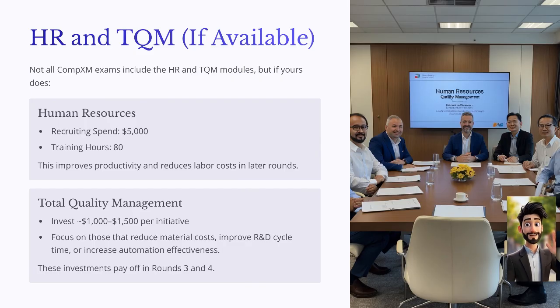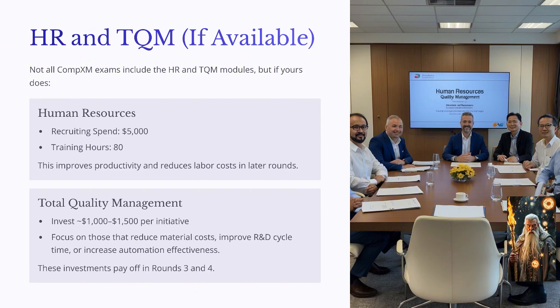Step 6. HR and TQM, if available. Not all CompXM exams include the HR and TQM modules, but if yours does, in HR, recruiting spend, $5,000, training hours, 80. This improves productivity and reduces labor costs in later rounds. In TQM, invest $1,500 per initiative. Focus on those that reduce material costs, improve R&D cycle time, or increase automation effectiveness. These investments pay off in rounds 3 and 4.